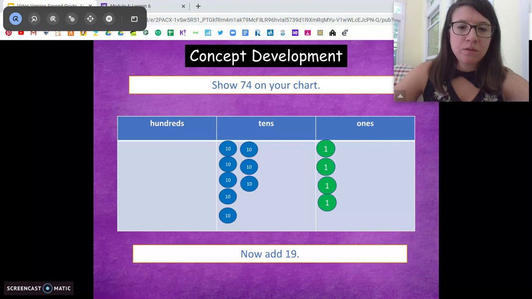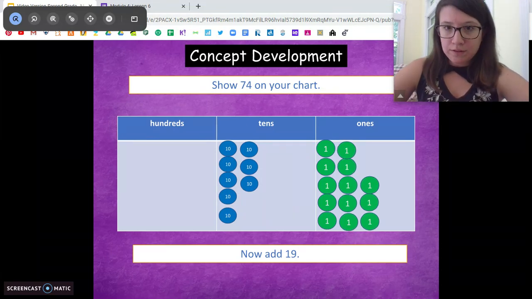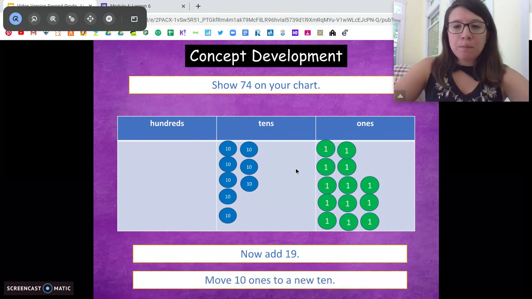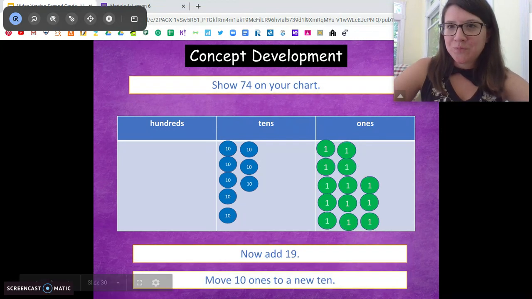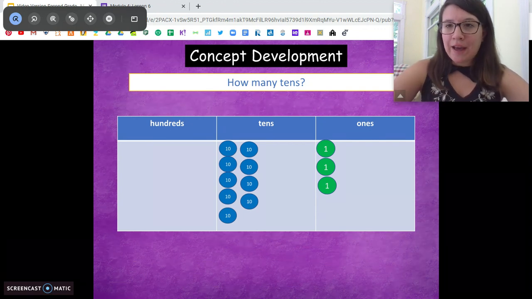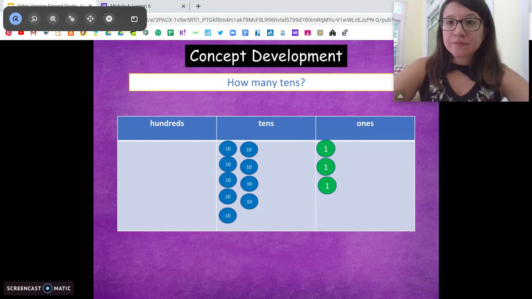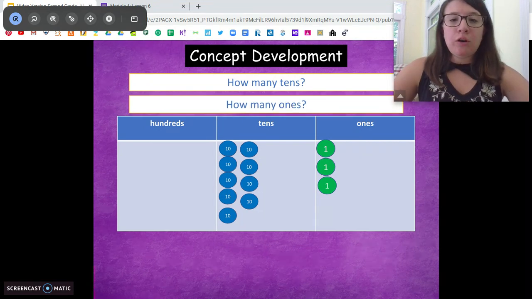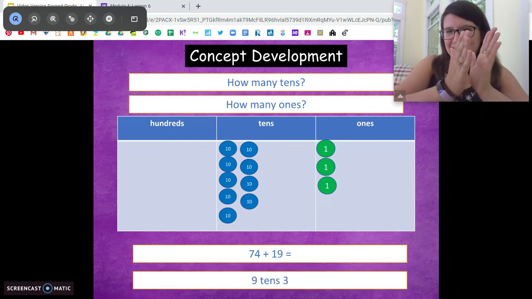Good. I'm going to do it too. 1 10. 1, 2, 3, 4, 5, 6, 7, 8, 9 1s. Okay. Now, move 10 1s over to make a new 10. Pause. Do that now. Okay, your board should look like this. How many 10s do we have? 9. Very good. And how many 1s? 3. Perfect. So 74 plus 19 is 9 10s 3. Excellent job.